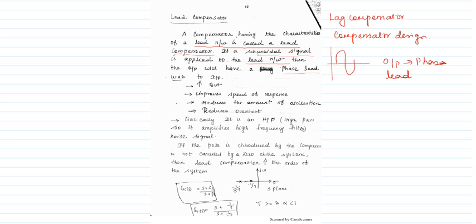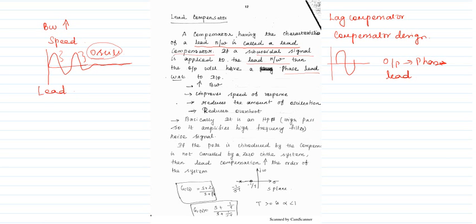When you go for lead compensation, there are some applications. The first one is that the bandwidth will be increased. Then it will improve the speed of response; the speed will be increased. Then it will reduce the amount of oscillation. When you see the response going like this, these parts are what we call oscillation. If you want to reduce these oscillations, we can go for a lead compensator.